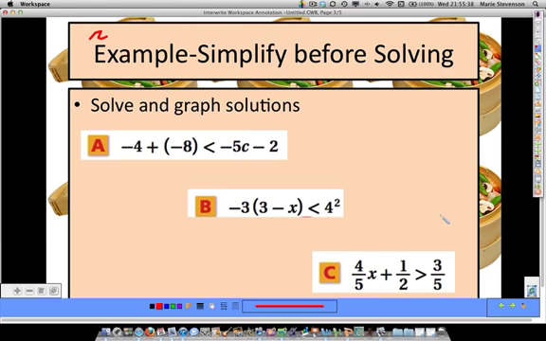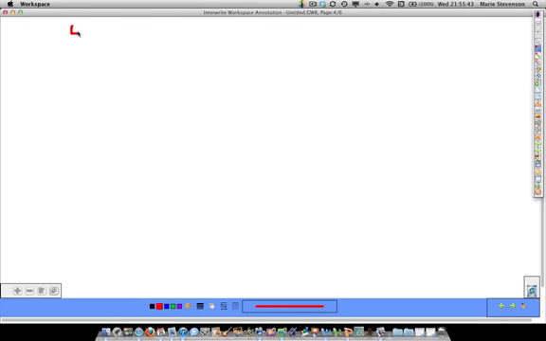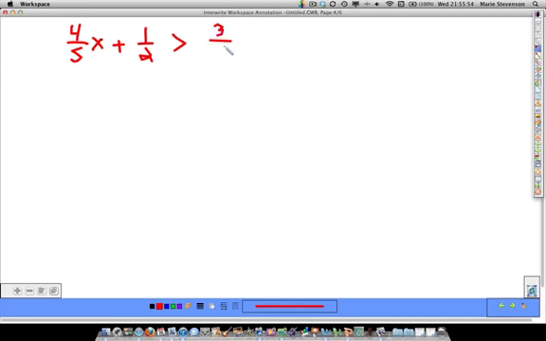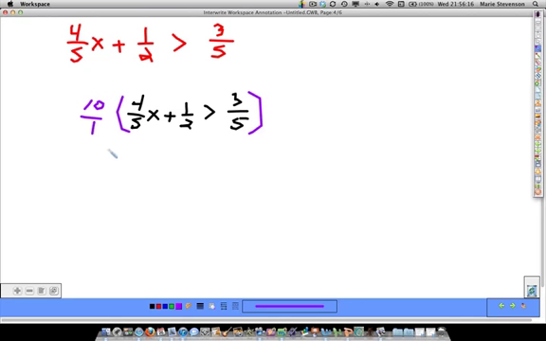It's at the bottom. So we have 4/5 x plus 1/2 is greater than 3/5. All right, now remember what I told you to do with fractions? Get rid of the fractions. 4/5 x plus 1/2 greater than 3/5. So, big parentheses, look at my denominators. We have a 5 and a 2, right? So the common denominator is 10. So we're going to multiply everything by 10 over 1.